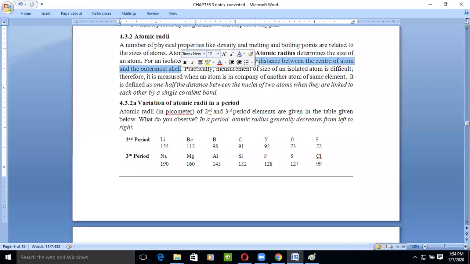Particularly, the measurement of the size in an isolated atom is difficult. An isolated atom is a single atom which we can isolate and find out the things related to that atom. So it was measured when an atom is in the company of another atom of the same element, for example, in the diatomic molecular state.